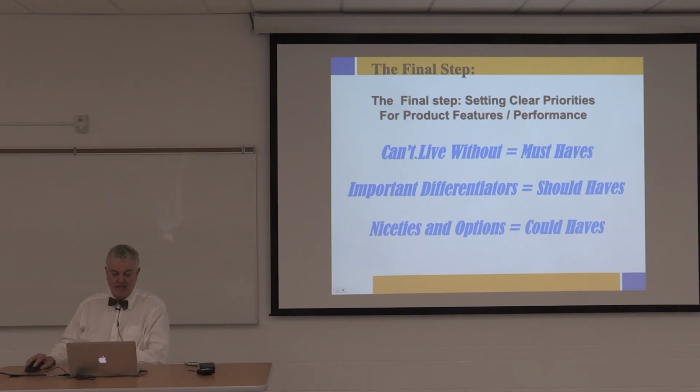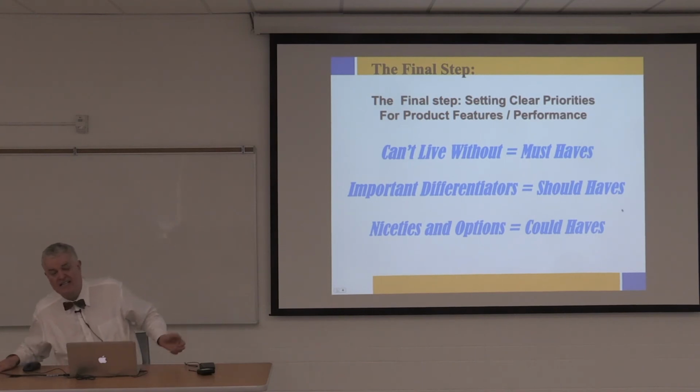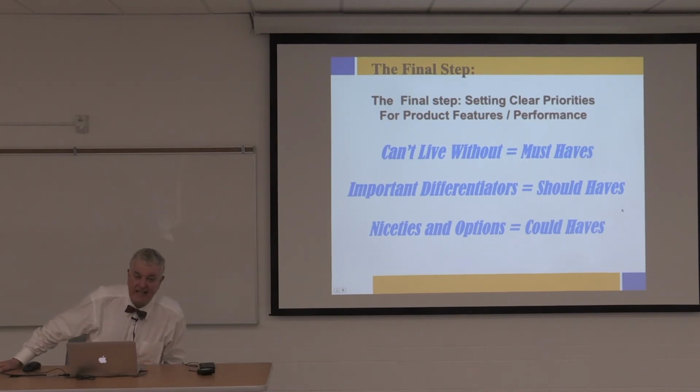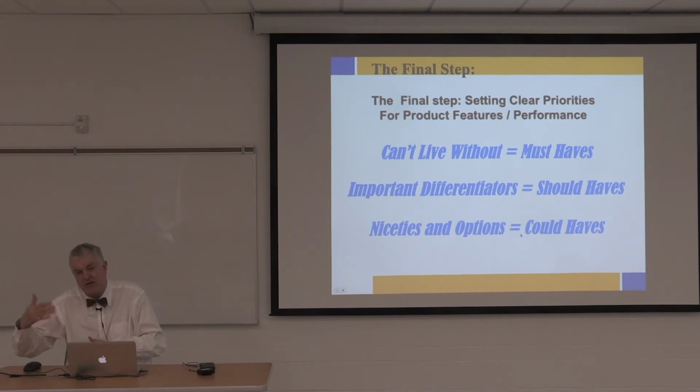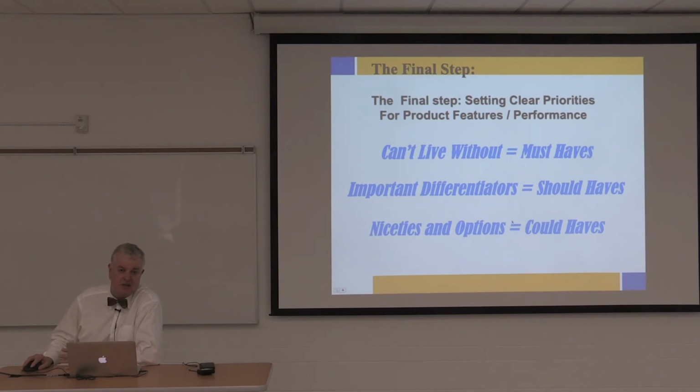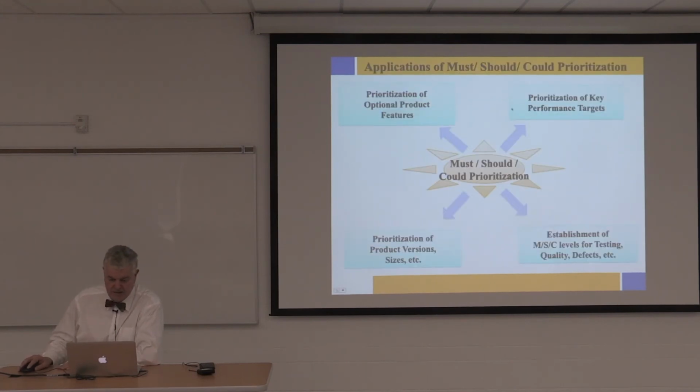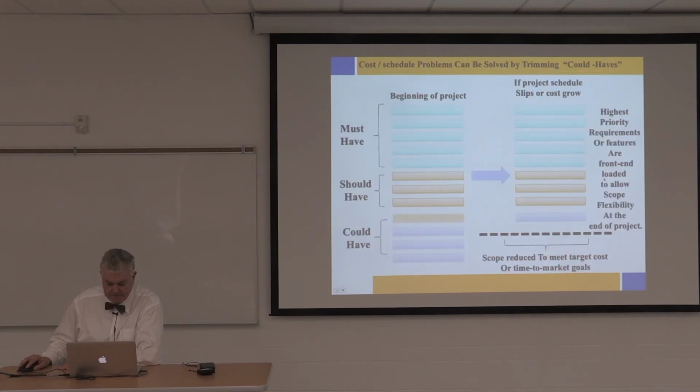The final step. You can't live without it, the must-haves, important differentiators, the should-haves, the niceties and options, the could-haves. This is a well-known thinking in marketing. Must-have, should-have, could-haves. You must give them what they want. And the should-haves, you can convince them, but they have to pay for it. And the could-haves, again, it's a third level of importance. If you lay it out for them, but again, they have to pay for it. I think I'm going to end there.